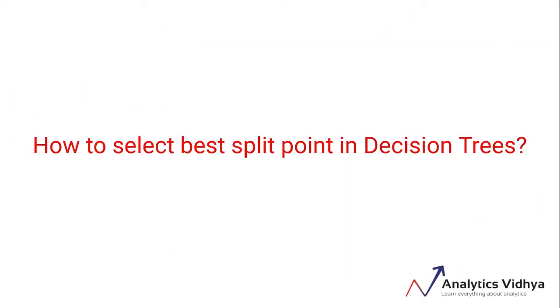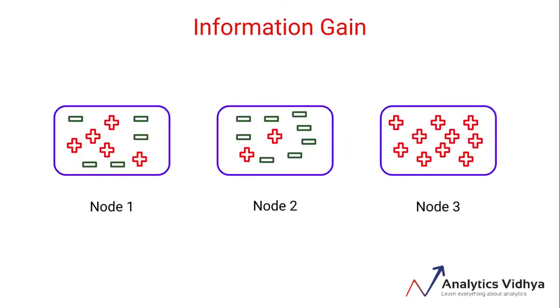In this video, we will look at one more algorithm to help us decide the right split in decision trees. This algorithm is information gain. Consider these three nodes. Can you guess which of these nodes will require more information to describe them?